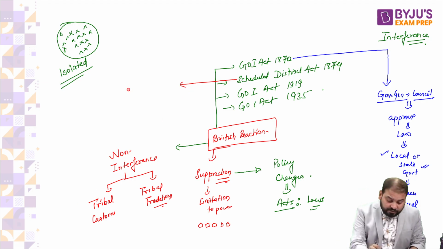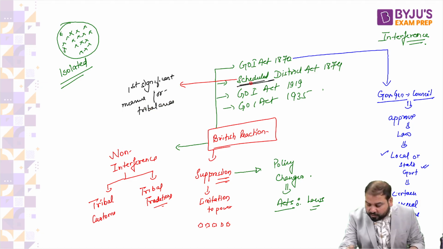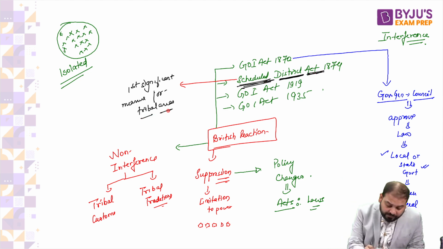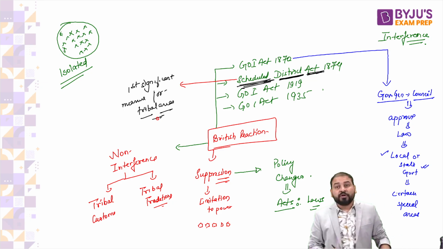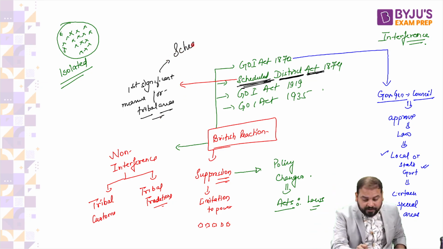Now, under this new law, guys, it is said to be the first significant measure for tribal areas, because this was only for tribal areas. You all can see the Scheduled District Act. Only for the tribal areas this law was made. So under this, certain areas were called scheduled districts.